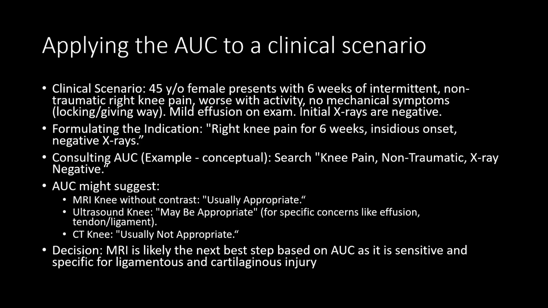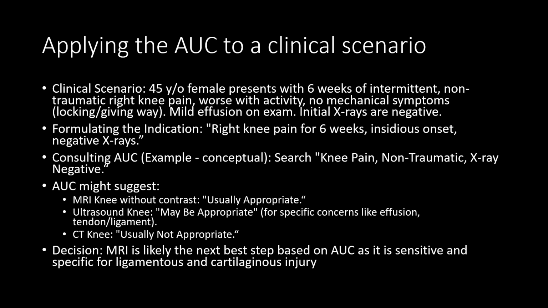So let's think about another scenario, right? Let's say we've got a 45-year-old female, 6 weeks of intermittent non-traumatic right knee pain, worse with activity, no mechanical symptoms, mild effusion, and our initial x-rays were negative, right? So it's not clear what the next step might be. We've developed a good clinical indication under that clinical scenario that shortened could just be right knee pain for 6 weeks, insidious onset, negative x-rays.